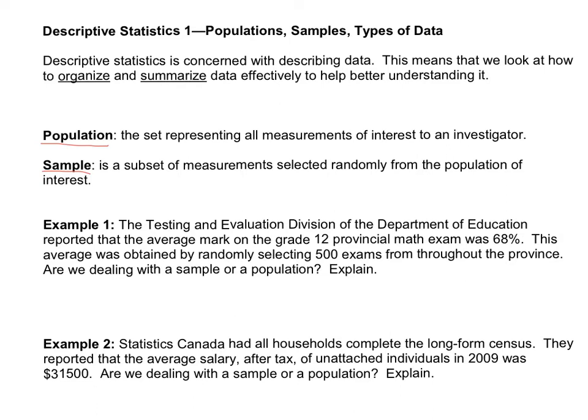The Testing and Evaluation Division of the Department of Education reported that the average mark on the grade 12 provincial math exam was 68%. This average was obtained by randomly selecting 500 exams from throughout the province. Are we dealing with a sample or a population? So if we look at this, you can see that they randomly selected 500 exams, so this must be a sample. And so the sample is those 500 exams that they checked.